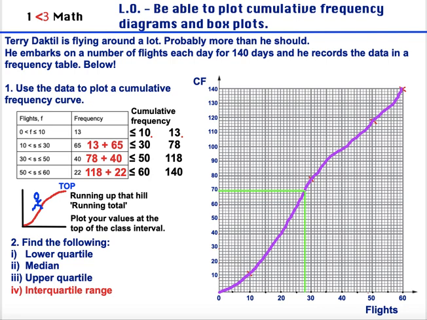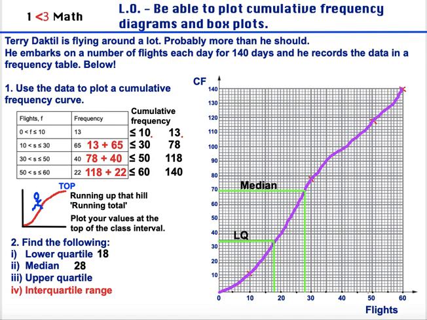And that allows us to identify our median by going down to the x-axis, the number of flights. So the median number of flights, according to this cumulative frequency curve, is 28. You get a little bit of leeway in your accuracy of your answer, generally in exam questions, by the way. The lower quartile is half of the median, or a quarter of 140, and that's 35. So we go in at 35 for the lower quartile, and that is 18. So we've got a lower quartile of 18.